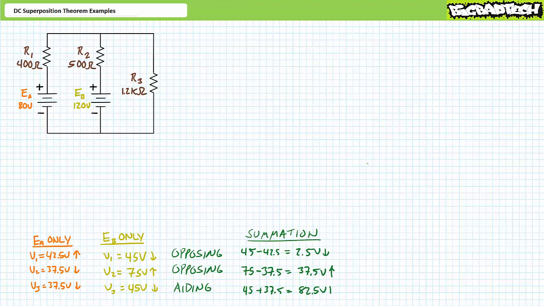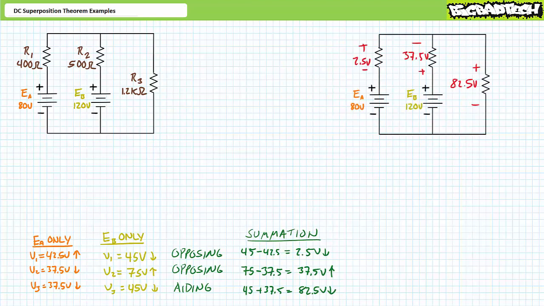R2 also experiences the opposing contribution of source A and B. As a result, R2 experiences 37.5 volts, positive to negative, bottom to top. Lastly, R3 experiences the aiding contribution of source A and B. As a result, it experiences 82.5 volts, oriented positive to negative, top to bottom. Again, I should remind you that the final results should make sense, and in no way should they violate fundamental electrical properties like Ohm's law, Kirchhoff's current law, and Kirchhoff's voltage law.